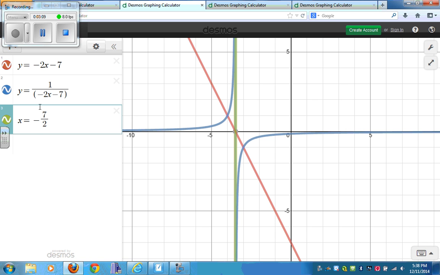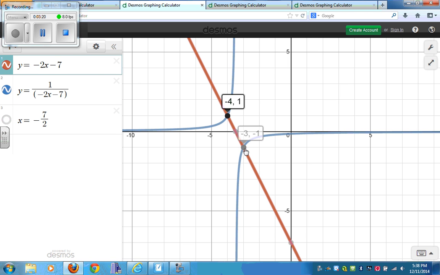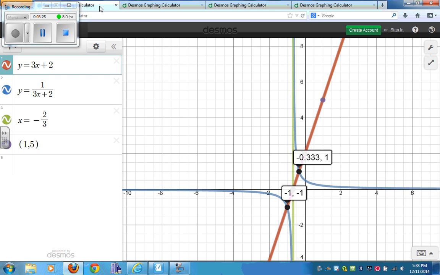And how does negative 7/2 relate to the denominator? It is the non-permissible value. You'll also notice we have some invariant points found on both graphs. Again, look at those y's, 1 and negative 1. What were the invariant points here? Oh, 1 and negative 1. Invariant means it stays the same.